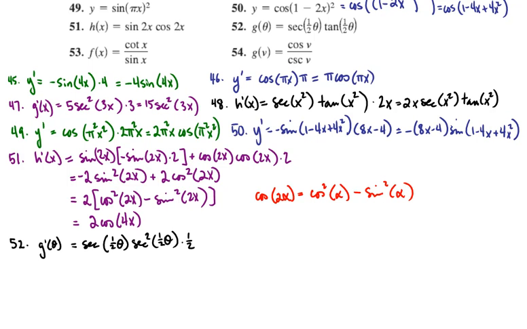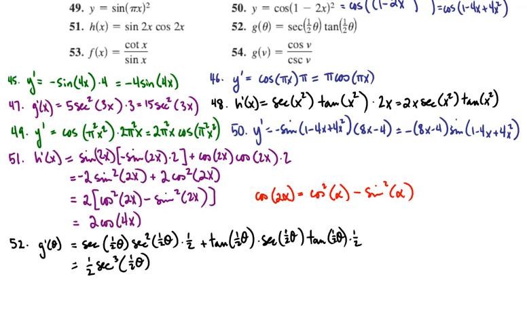So that's the first times the derivative of the second, plus the second times the derivative of the first, which will be the derivative of secant, which is secant tan. So we'll leave the inside alone as 1/2 theta. Then multiply that whole thing by the derivative of 1/2 theta, which is 1/2. And so we get some crazy things here. We have secant to the third power, 1/2 secant to the third power of 1/2 theta. That takes care of the whole left term.